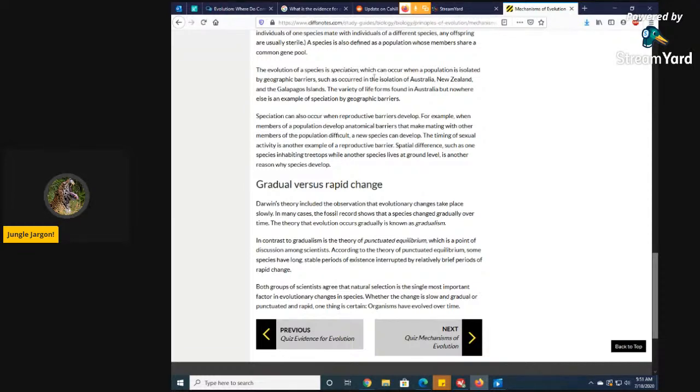Yeah, speciation, which can occur when a population is isolated by geographical barriers such as, but that would be variation. The variety of life forms found in Australia but nowhere else is an example of speciation by geographic barriers. Okay, but so it's isolated, and that means it's evolution because it's isolated?